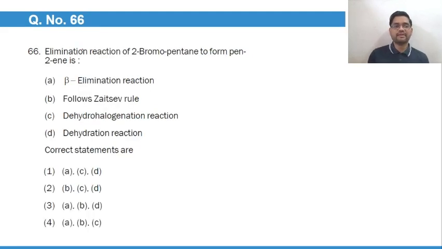66. Elimination reaction of 2-bromopentane to form pent-2-ene is beta elimination. True. Follows Zaitsev rule. True. Dehydrohalogenation. True. Dehydration. False. So A, B, C are right. Option number 4 is the best answer.